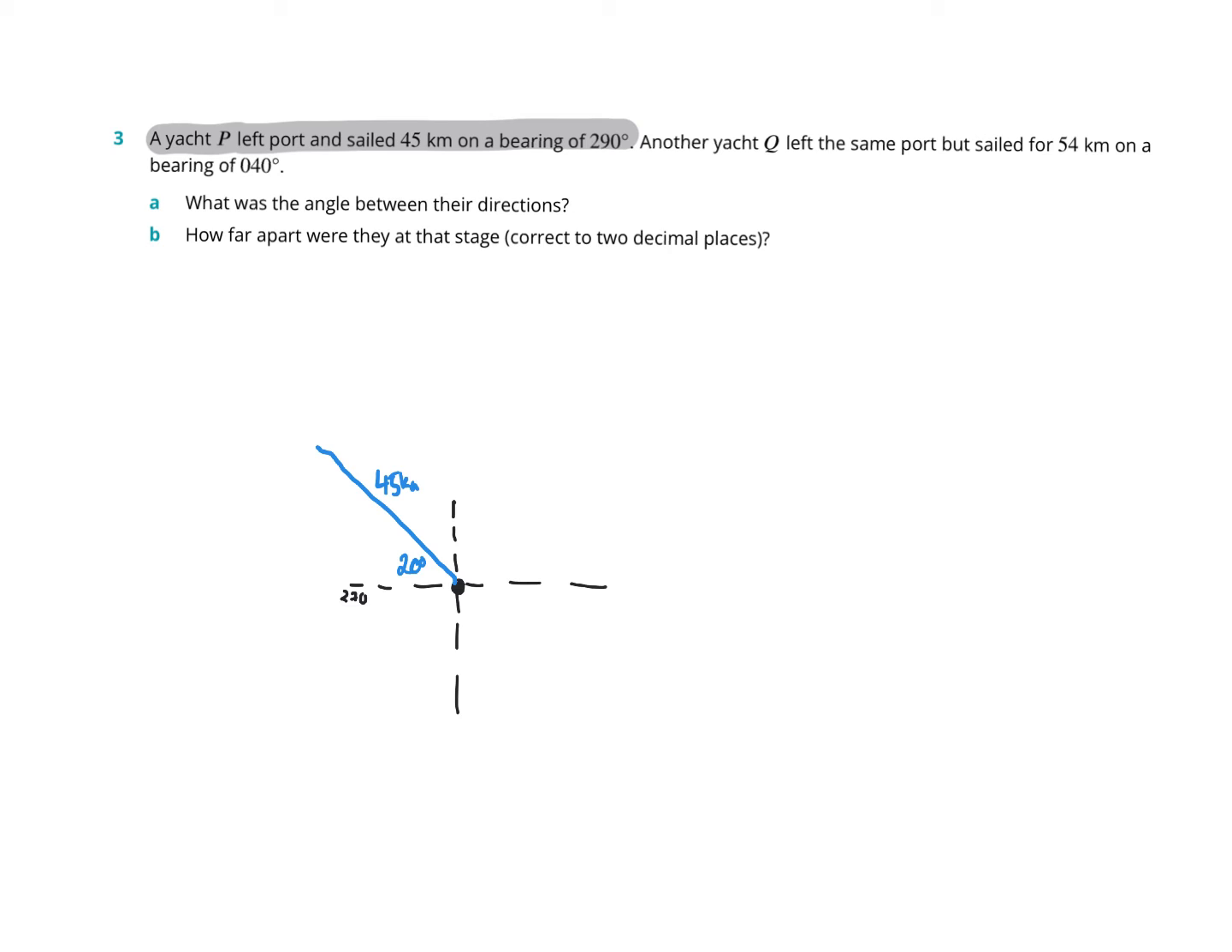So another yacht left the same port. And if you know that's 290, you also know that this is 70 in there. Okay, because it's got to go round to 360. So another yacht, we'll just do it in the green, left the same point and sailed 54 on a bearing of 40. So that's this way. You've got to leave from the north, sailed out here, what was it, 54 kilometres, and it went from the north 40 degrees.